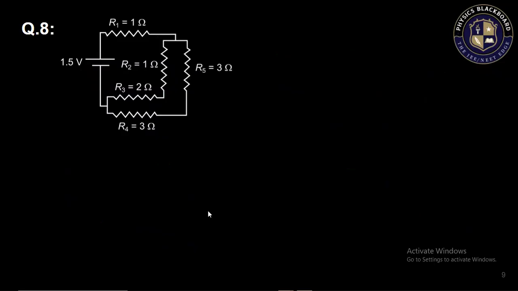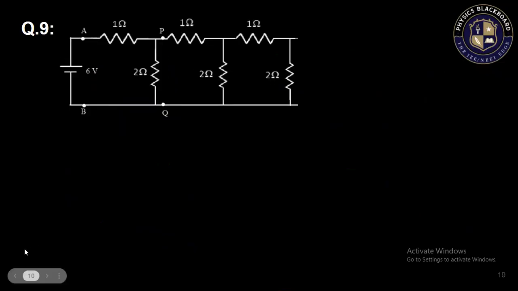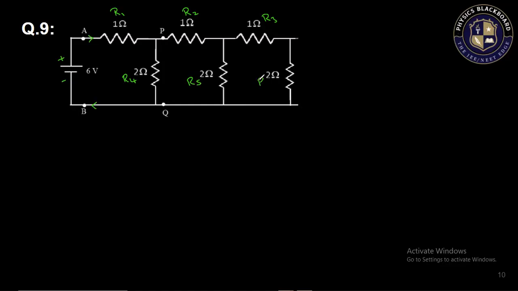Now we will see question 9. Okay, it's a ladder circuit. It seems to be like a ladder, right? So I'm calling it a ladder. If you take this battery, this is the positive terminal, so the current is passing from point A to point B. Now let's say this is R1, this is R2, this is R3, okay? And this is R4, and this is R5, and this is R6. Now, if you observe the current passing through this at point P, here you can see that the current is dividing at this point.